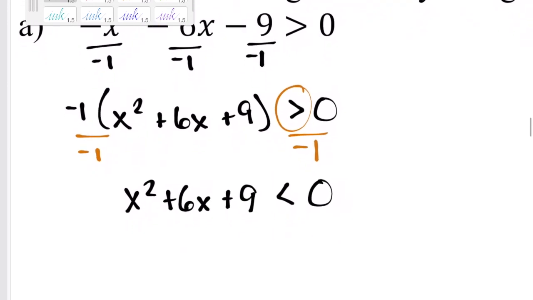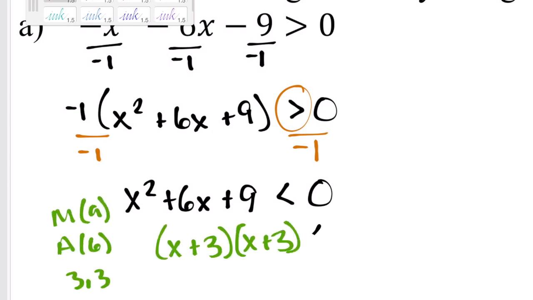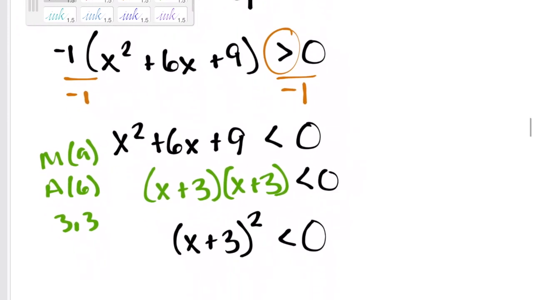So now that I've done that, I'm going to do some factoring. And in order to make a point though, I'm going to write this as x plus 3 squared, and we're going to have a little discussion. And by discussion, I mean I'm going to talk because no one else is answering me.